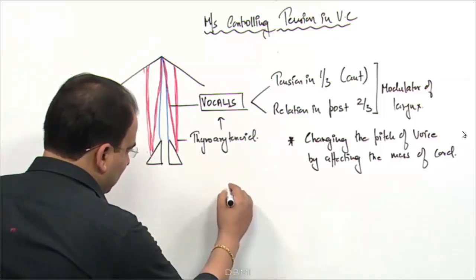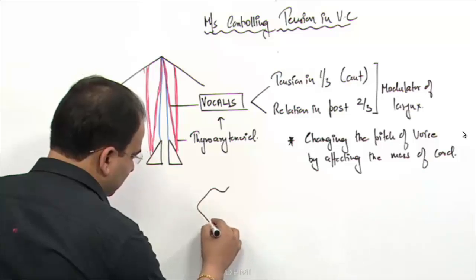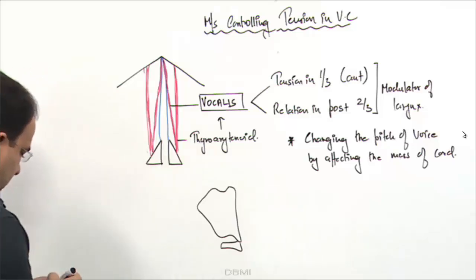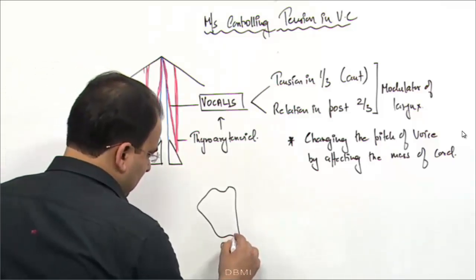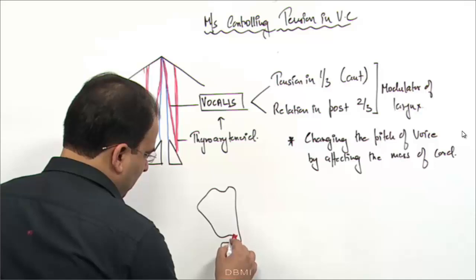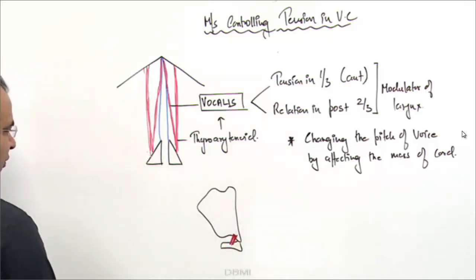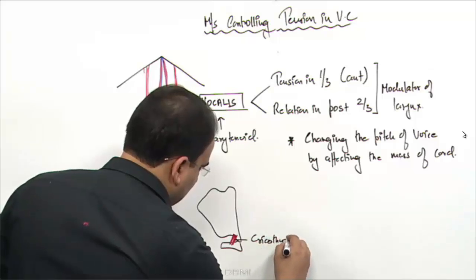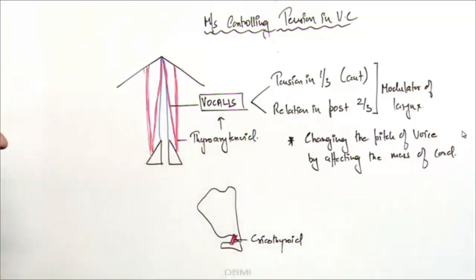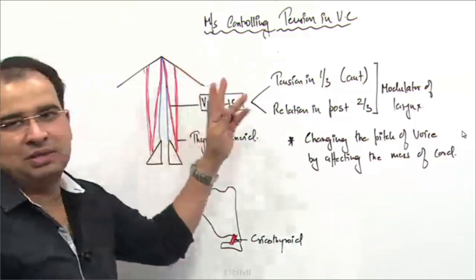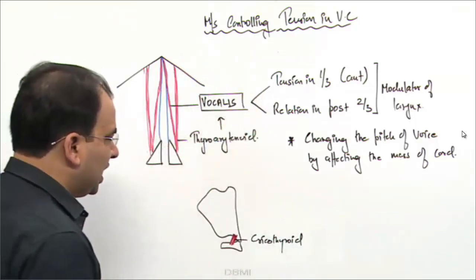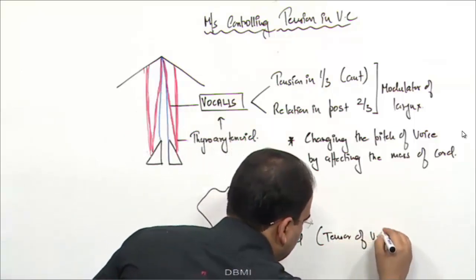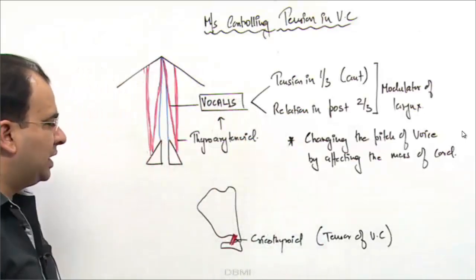Now if this is the thyroid cartilage here, that is the cricoid cartilage. Now this muscle here is cricothyroid. Yesterday we talked about the nerve supply of cricothyroid. It is the only muscle which is supplied by the external laryngeal nerve. Rest all the muscles are supplied by the recurrent laryngeal nerve. So cricothyroid is the pure tensor of the vocal cord.